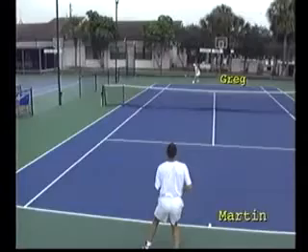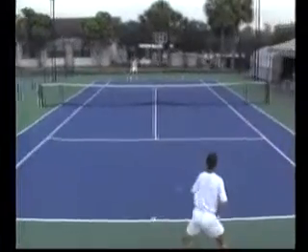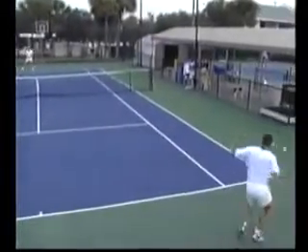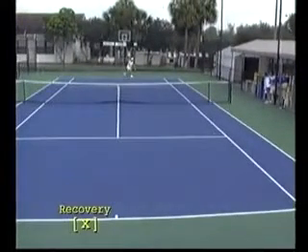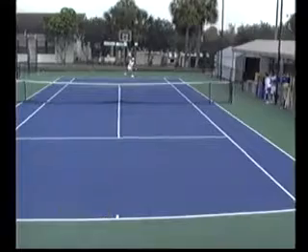Example with Greg versus Martin. Greg hits the ball cross-court, pulling Martin off the court. Martin responds with a hard driving shot down the line, and as you can see, Martin is far from the correct recovery position by the time Greg hits the next shot.